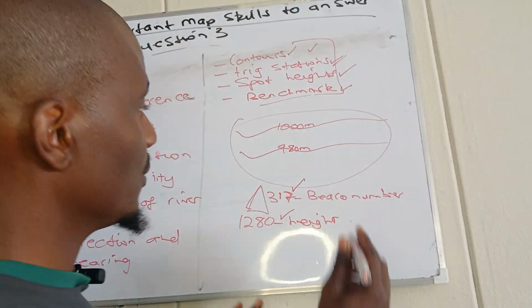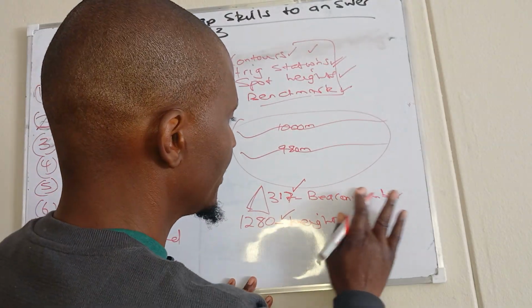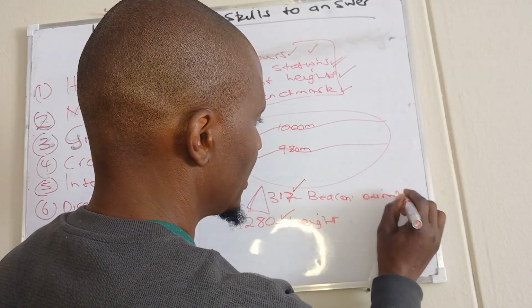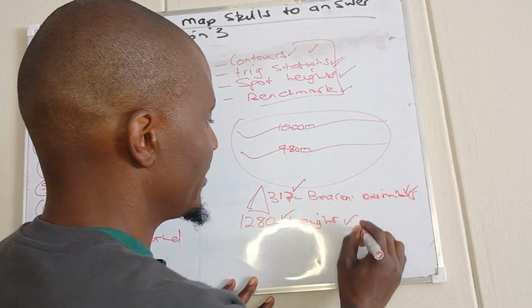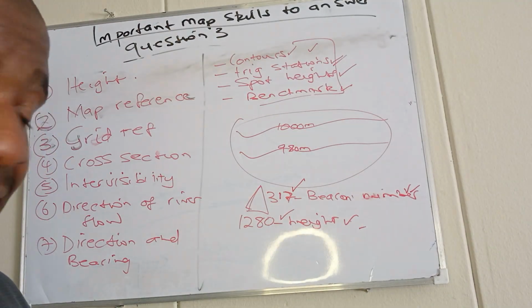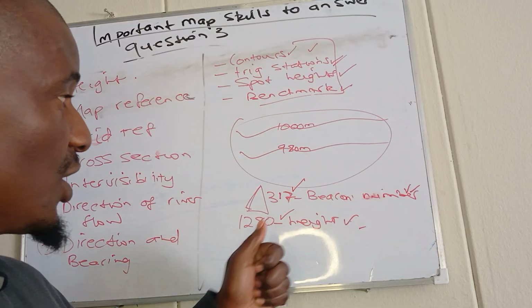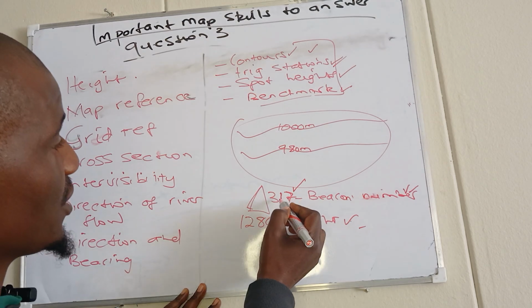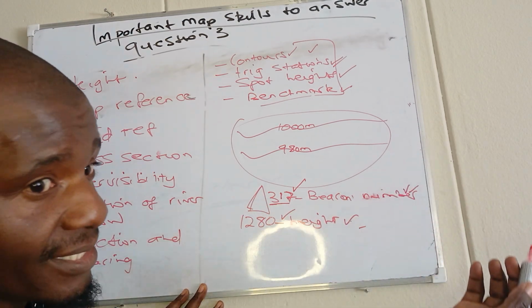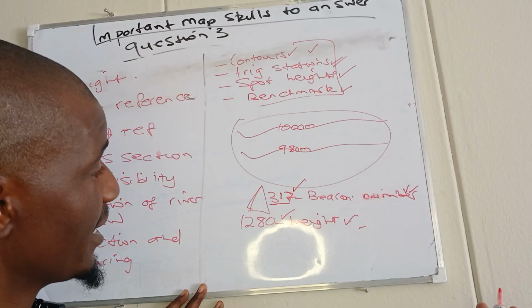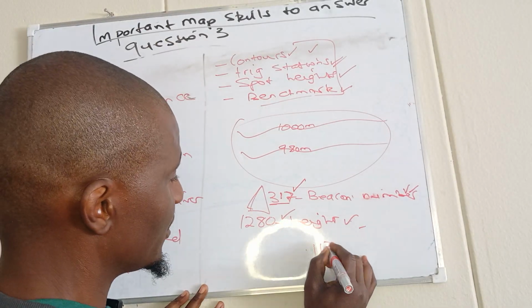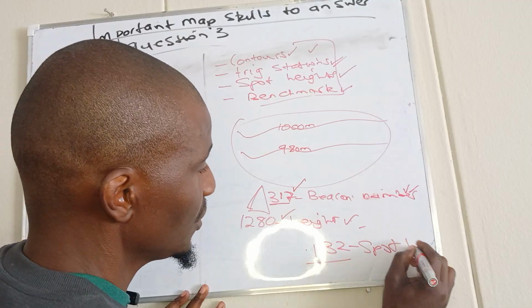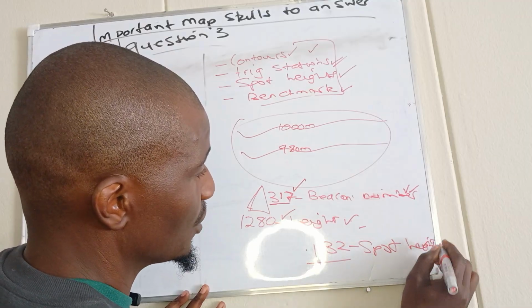This is your beacon number, and that is your height. So you've got 2 things. They can refer to, say, trig station 313. So when you are given 2 heights, let's say trig station 313 and spot height, I'm going to give you an example of a spot height, 1132. This is your spot height.